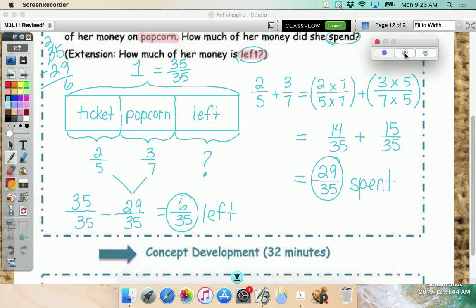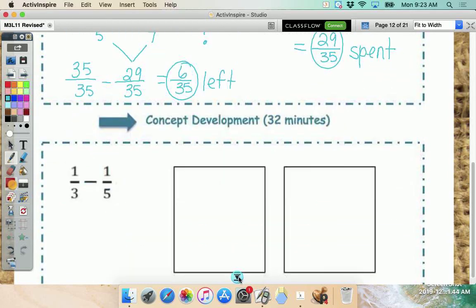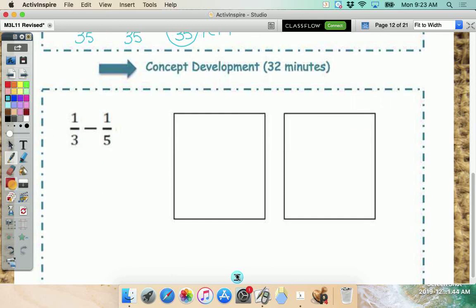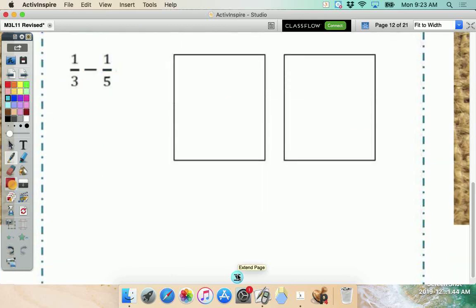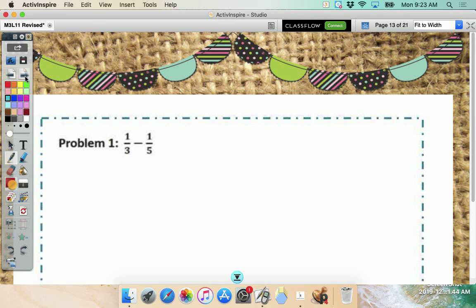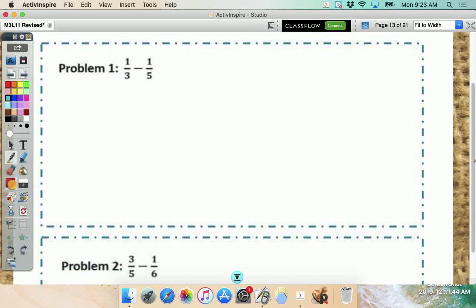Okay, boys and girls, this next box where it says concept development and you see two rectangles, we're actually skipping that box because we stopped drawing a long time ago, didn't we? Yeah. So if you are in a class where we stopped drawing a long time ago, you don't need those boxes. So let's turn over to problem 1. I think it's on the back, isn't it? Okay. Everybody find problem 1.